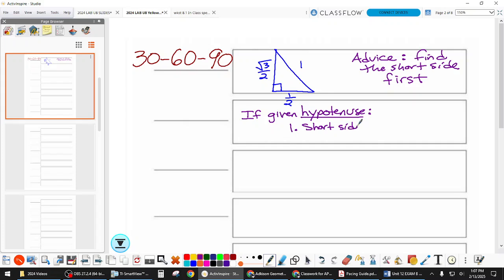Don't write this yet, because again, I want to word it the best way for you. To get the short side, you have to just divide the hypotenuse by 2, or times a half. First of all, do you like divide by 2 or times a half better? Divide by 2? Okay. Do you want to say short side equals hypotenuse divided by 2? Does that work?